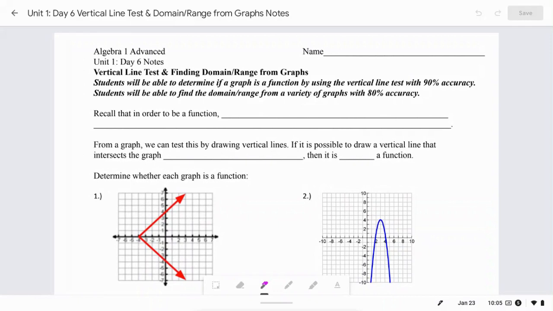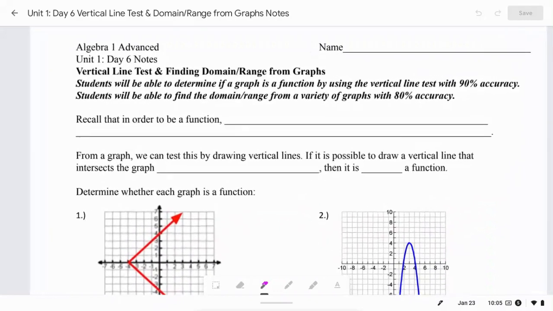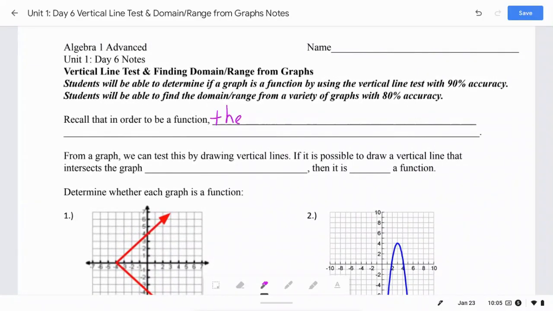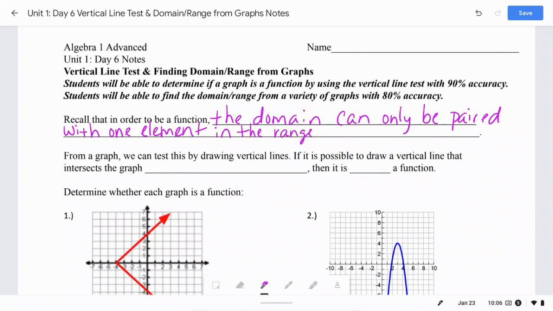Okay, so recall from earlier this unit that in order to be a function, the domain can only be paired with one element in the range. So basically, in order for it to be a function, we know that the x values can't repeat.